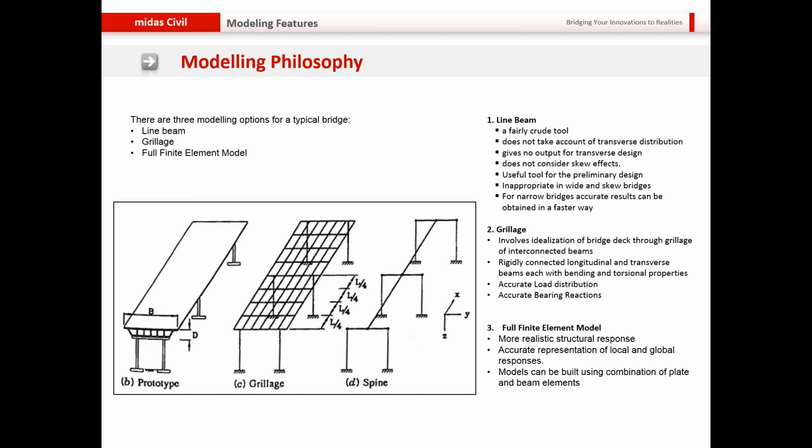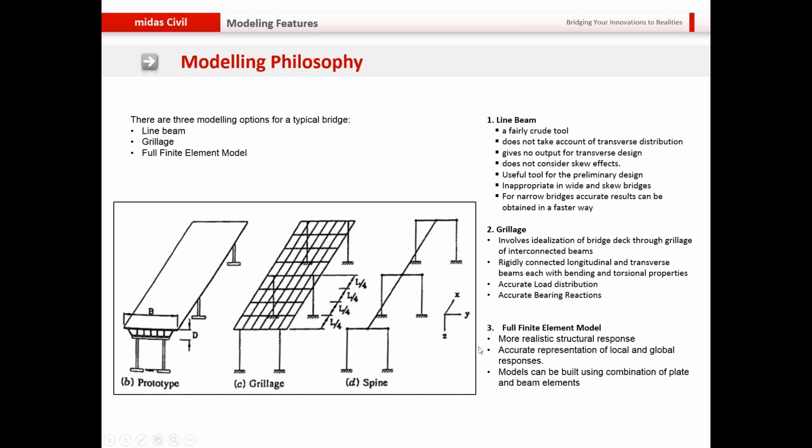First we have the line beam model. For narrow bridges, we can obtain accurate results in a quick way using the line beam model. But as the width of the bridge starts increasing, the line model fails to give the transverse distribution of the loads, and the bearing reactions cannot be obtained accurately using this model. For those cases, we have to switch to the grillage model. In the grillage model, we idealize the bridge deck through a grillage of interconnected beams. So in the grillage model, we can get the accurate load distribution as well as accurate bearing reactions.